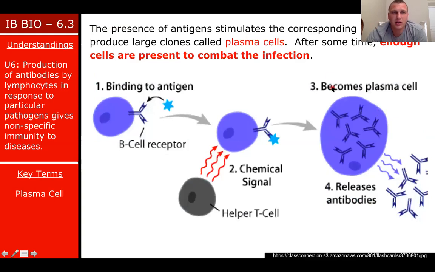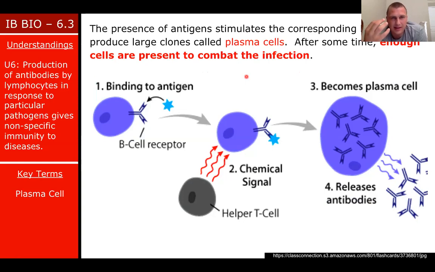Okay, so the presence of antigens stimulates the corresponding lymphocyte to produce large amounts, large clones called plasma cells. After time, enough cells are present to combat the infection. So basically, all that's saying is, when antigens are there, so you had a pathogen that entered your body, they have antigens on the pathogen.